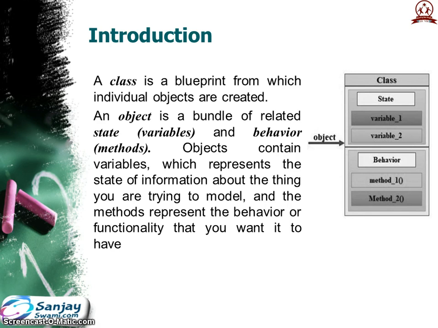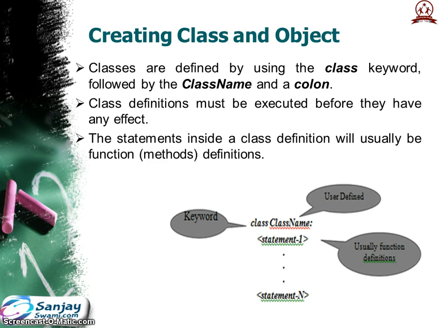A class is a blueprint from which individual objects are created. An object is a bundle of related state, that is variables, and behavior, that is methods. An object contains variables which represent the state or information about the thing you are trying to model, and methods represent the behavior or functionality that you want it to have.